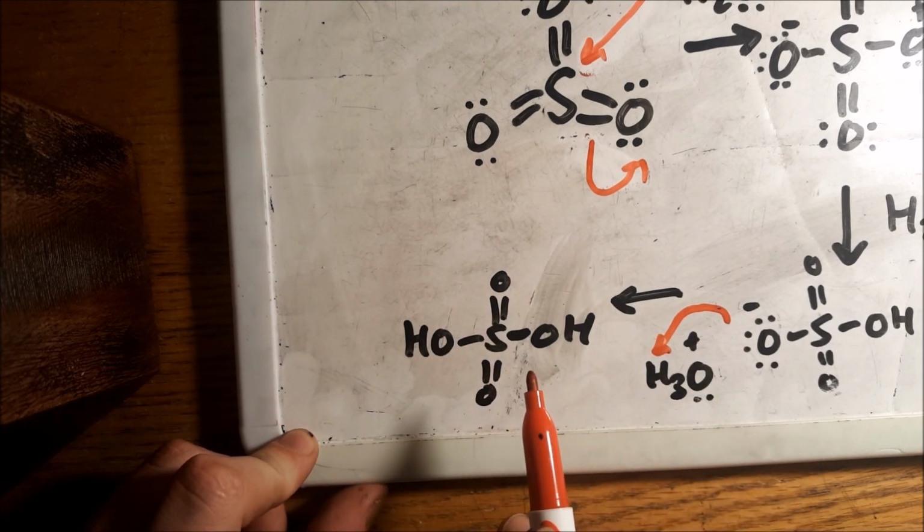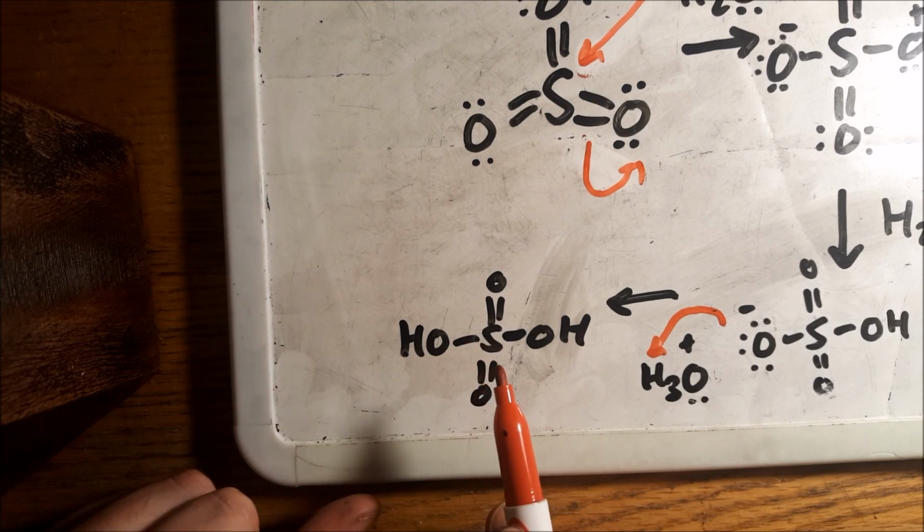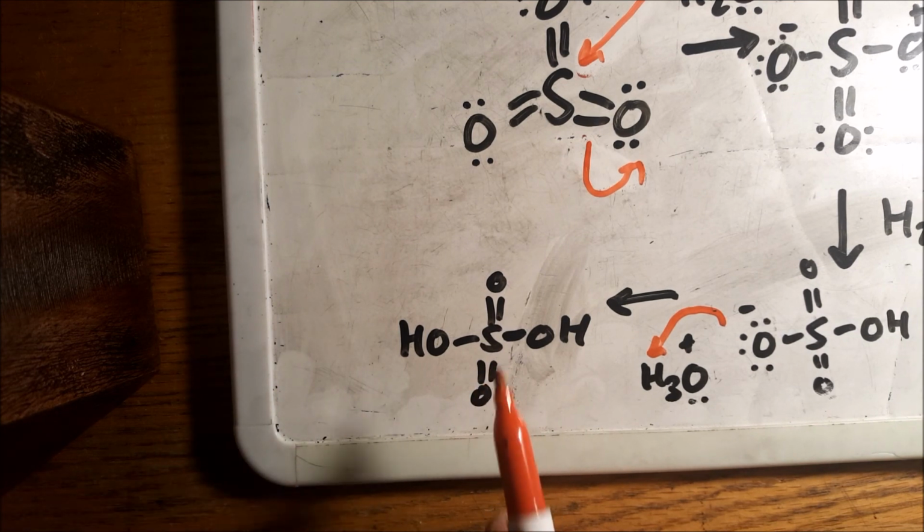And basically, what's going to happen is we're going to form sulfuric acid, which is an awful chemical. You don't want that anywhere near you. That shit will eat through your skin. So burning coal forms sulfuric acid.